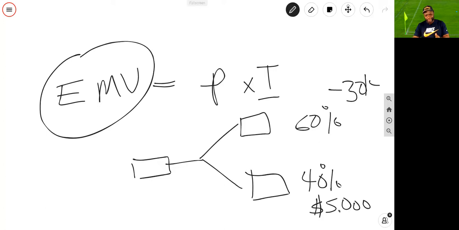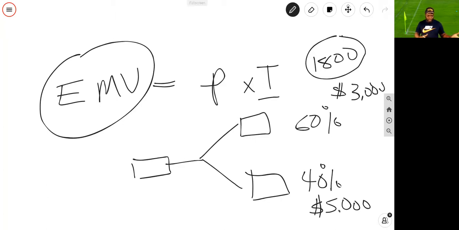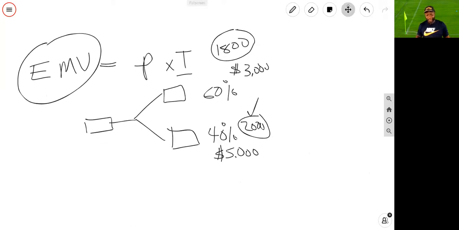But if the question is changed and you have a 60% chance that you make 3,000 and a 40% chance that you make 5,000, which one would you accept? 1,800 when you do the math, right? Probability times impact, or 2,000. Of course, you want the 2,000. So simple things like that. It could get more complex, but I don't think it will on the exam.